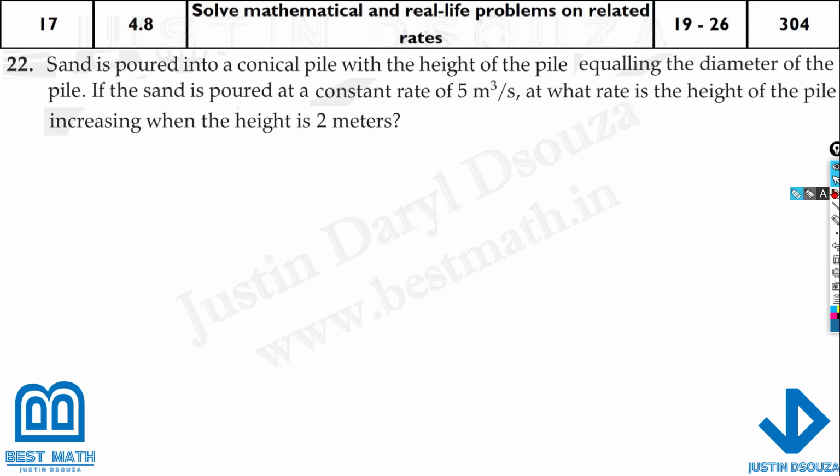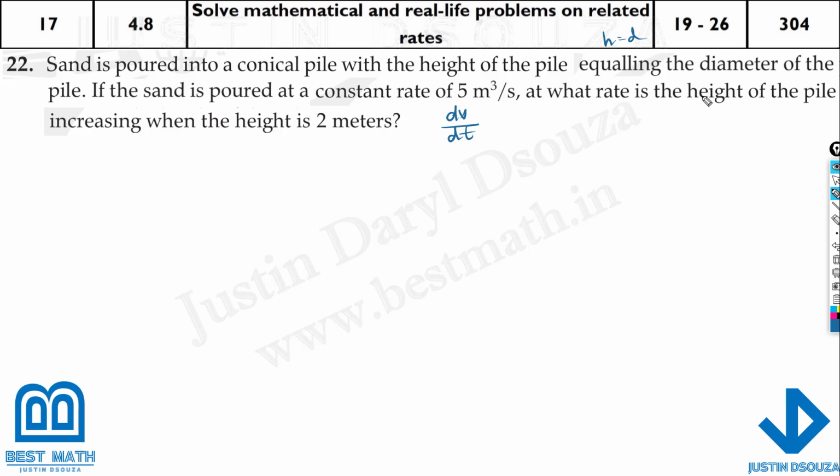The next question is another real world problem. Here the sand is poured into a conical pile with the height of the pile equaling the diameter of the pile. What this means is height is equal to diameter. If the sand is poured at a constant rate of 5 meter cube per second, its derivative of the volume with respect to time, or you can write V prime, is 5 meter cube per second. At what rate is the height of the pile increasing?